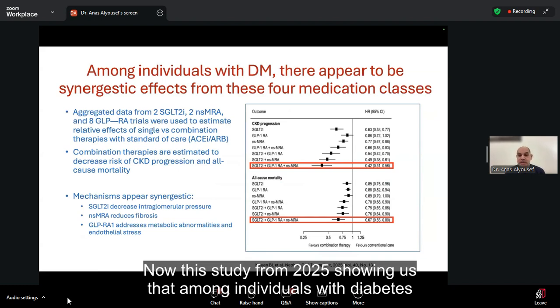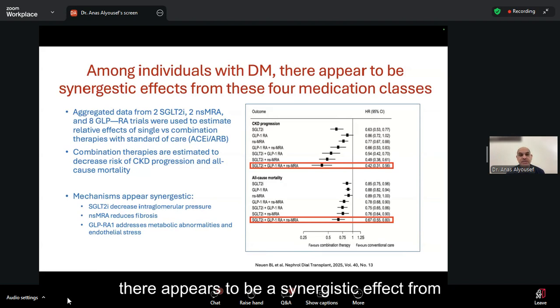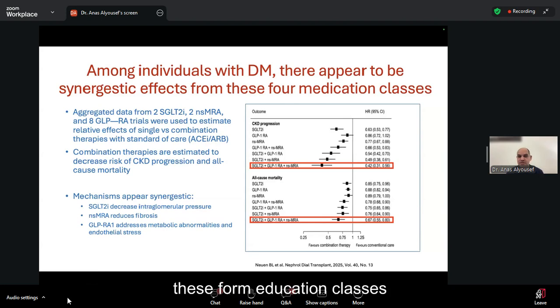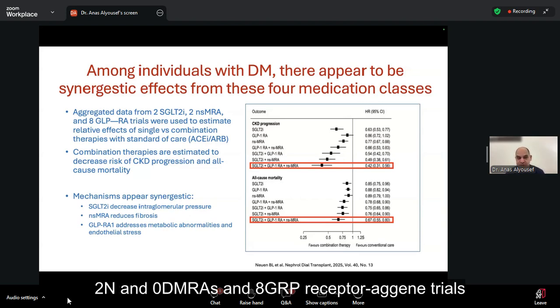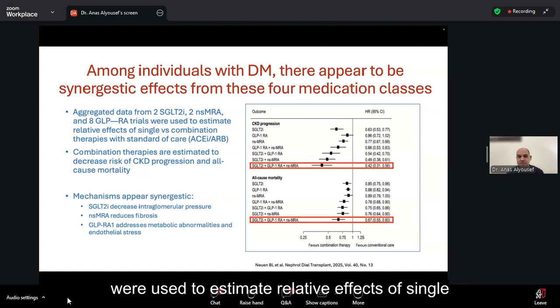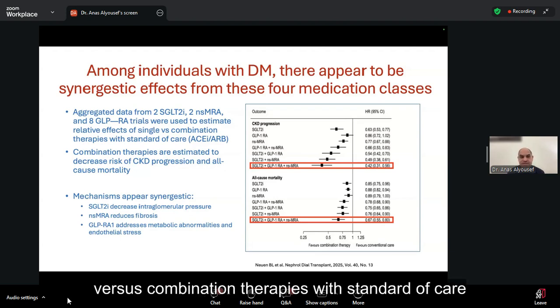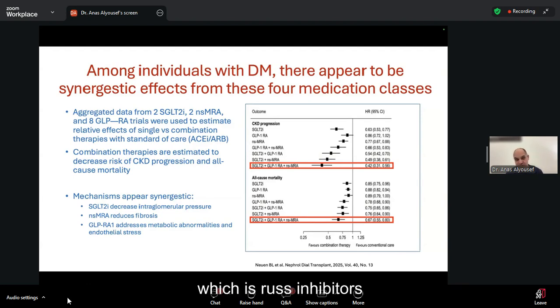Now, this study from 2025 showing us that among individuals with diabetes, there appear to be a synergistic effect from these 4 medication classes. So we can see that the aggregated data from 2 SGLT2 trials, 2 non-steroidal MRAs, and 8 GLP receptor agonist trials were used to estimate the relative effects of single versus combination therapies with standard of care, which is RAS inhibitors.